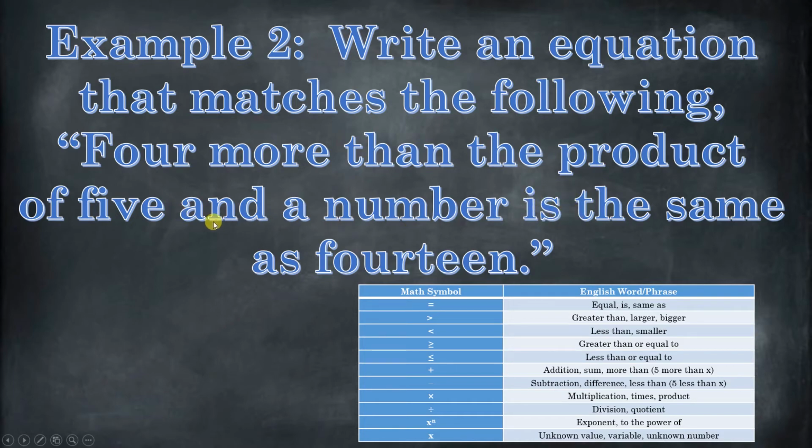Now, sometimes and means add, but in this case it doesn't because the and is describing the product of 5 and the number. So we could use x, we could use n for the number, doesn't really matter, but we have 5 times a number plus 4 is the same as 14. So 4 more than the product of 5 and x is equal to 14. You could write 4 plus 5x equals 14 as well. Either way, not too bad.